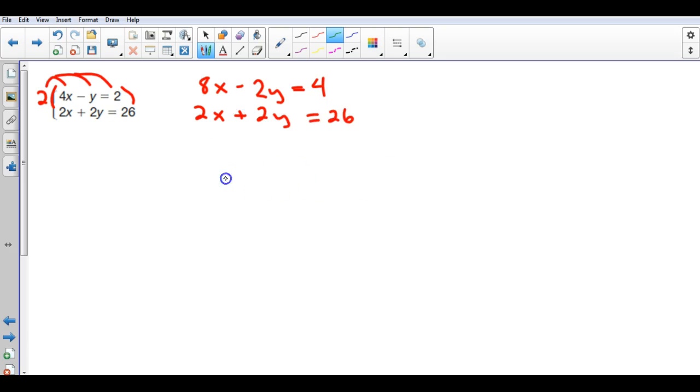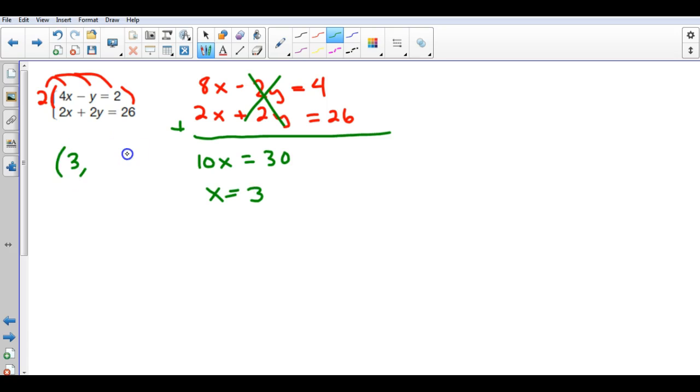So take a look. We wanted one of our variables to eliminate. I'm going to add these two equations going straight down. 8x plus 2x is 10x. And notice what happens here. I have a negative 2y and a positive 2y. It's going to eliminate. So I really only end up with the 10x, and I'm going to have that equal to 30. So when you divide both sides by 10, x ends up being 3.